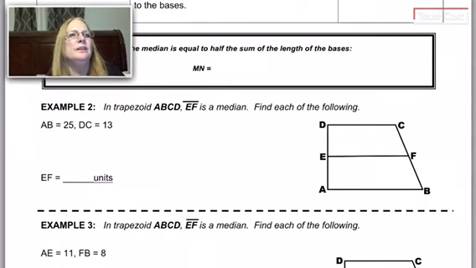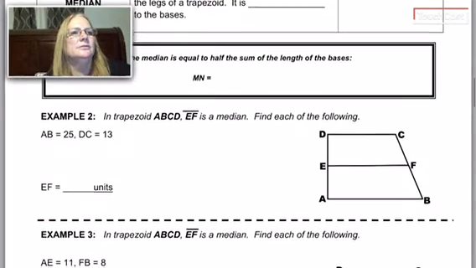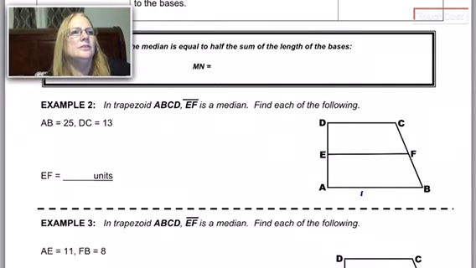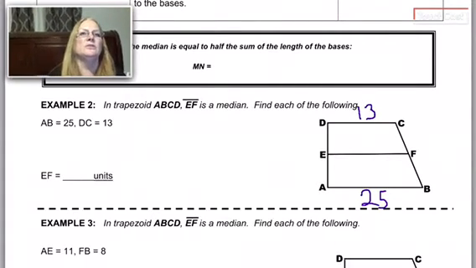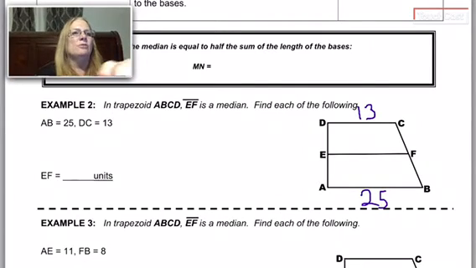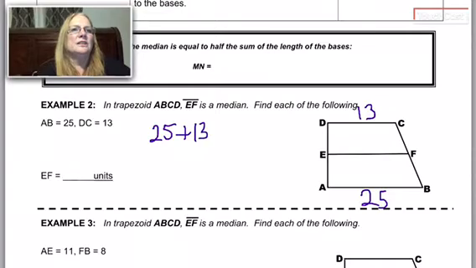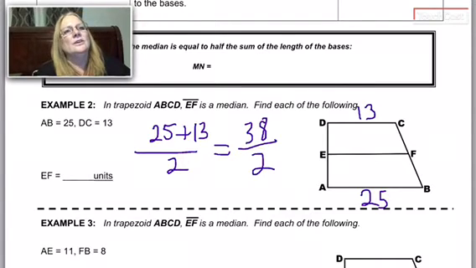Okay, AB is 25. So this is 25. And DC is 13. And so the rule is base 1 plus base 2 divided by 2 gives you the median. And that's what they're asking for, the median. So it's just 25 plus 13 divided by 2, sorry. So 38 divided by 2 is what? 19?